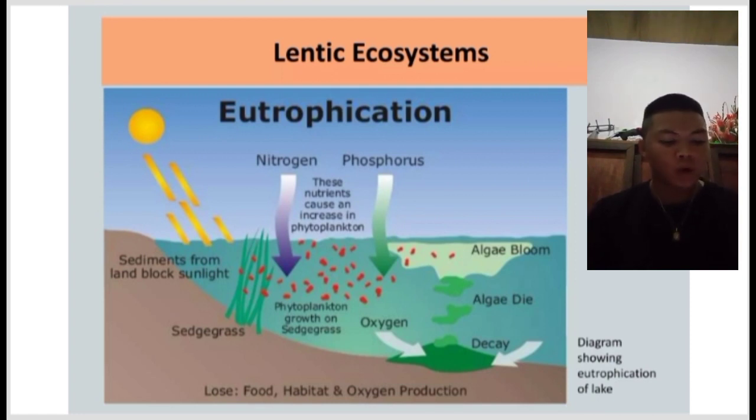Number 4 is oxygen depletion. When the algae die and decompose, aerobic bacteria consume oxygen during the decomposition process. This can lead to a depletion of dissolved oxygen in the water, creating hypoxic, low oxygen, or anoxic, no oxygen, conditions that are harmful to aquatic organisms such as fish and other aquatic animals.